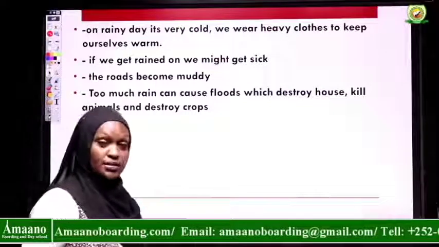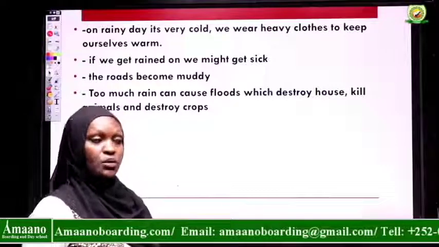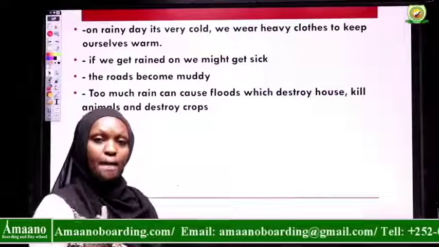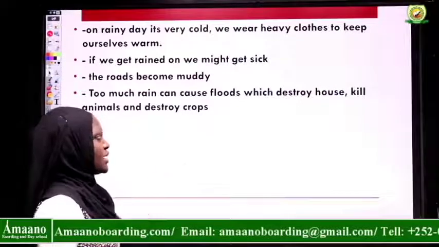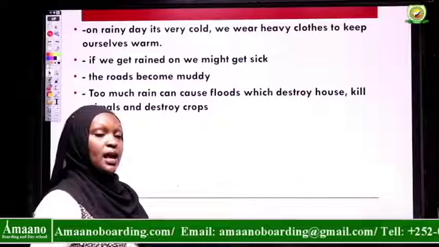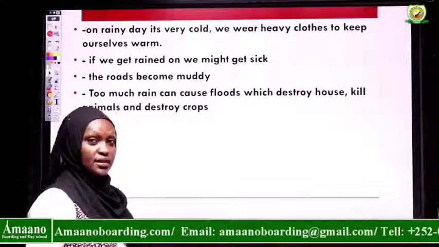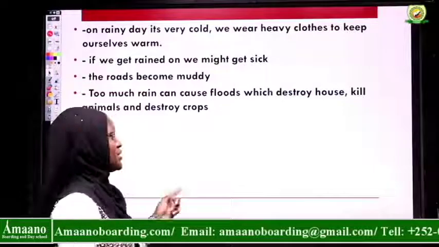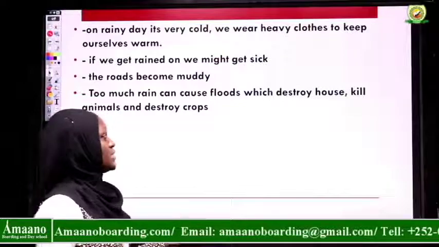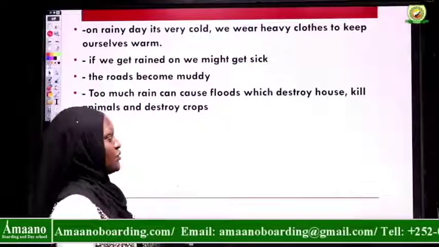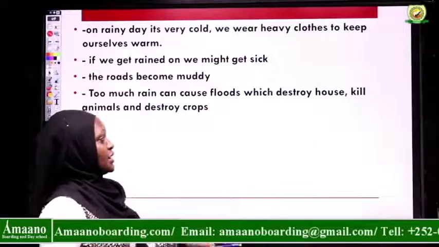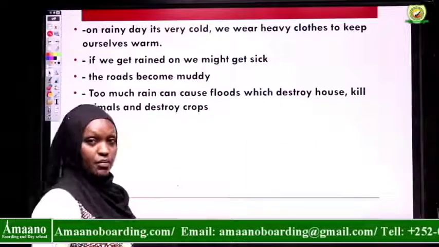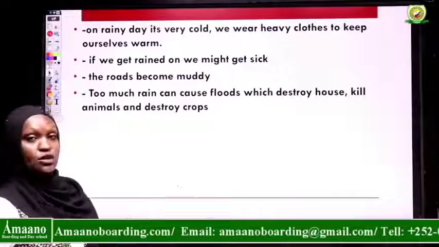Now if it rains, you find that the roads are muddy. Moving from one place to another, even the vehicles cannot move. Why? Because the roads are muddy. So when it rains, the road becomes muddy. And also, a lot of rain causes flood. What are the floods? The floods, you find everywhere is covered with water. So a lot of rain will cause floods, which can destroy houses, can also kill animals and destroy the crops in the farm. So these are the effects on a rainy day.